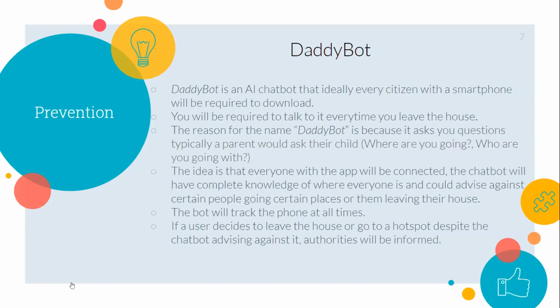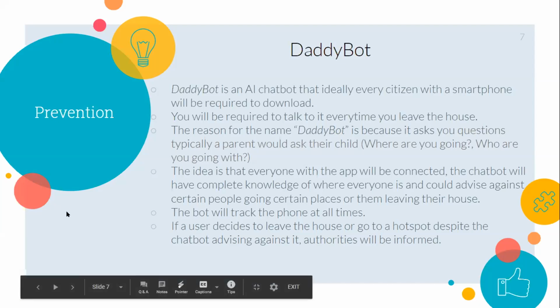So the server will know where everyone is at all times, pretty much, if they have their phone at least, right? So it'll prevent any crowd from forming, like too big of a crowd from forming anywhere. And if a user decides to leave the house despite being advised against it, it will be illegal, hopefully. The authorities will be informed.